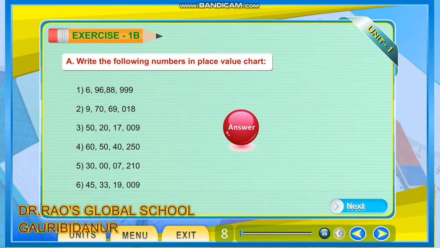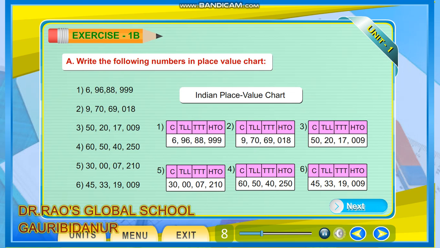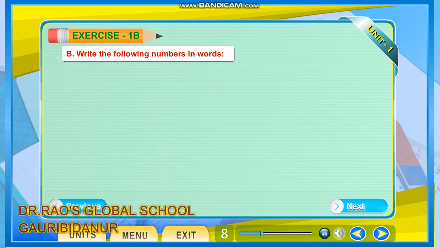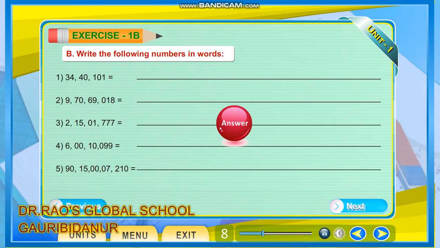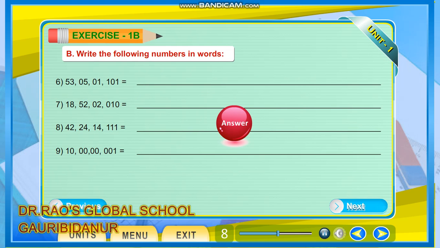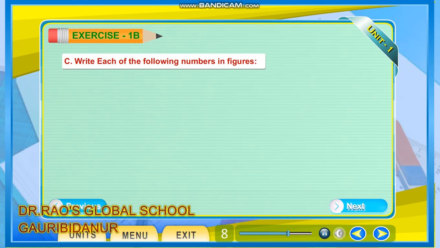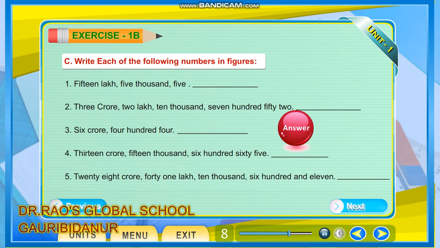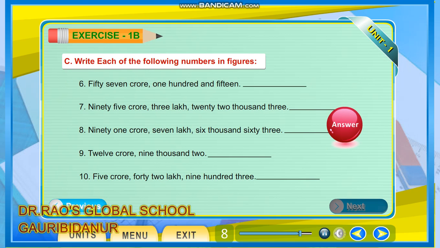Exercise 1B. A. Write the following numbers in the place value chart. B. Write the following numbers in words. 6. 53 crores, 5 lakhs. C. Write each of the following numbers in figures. 6. 57 crore.